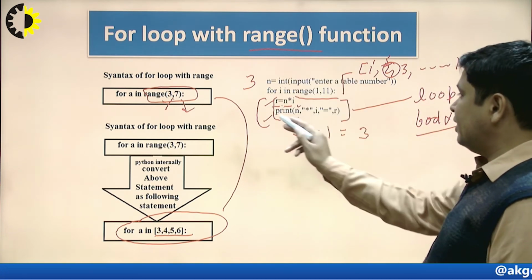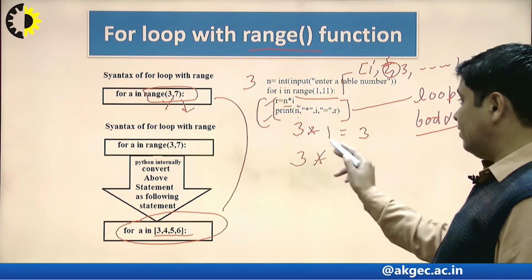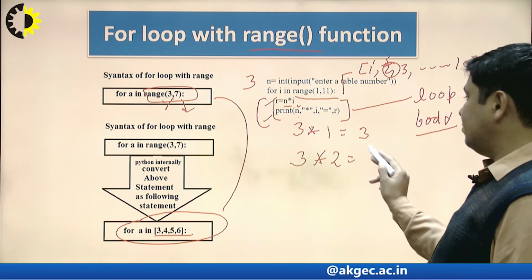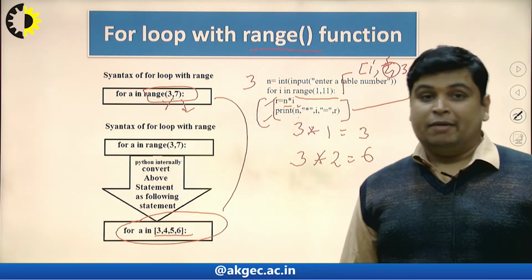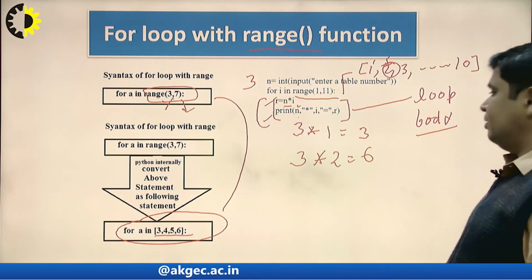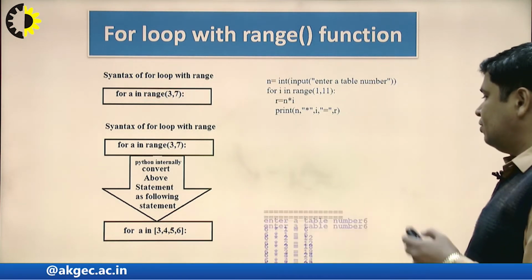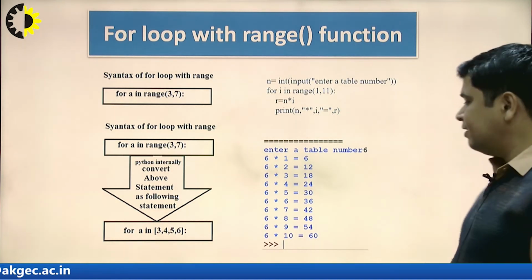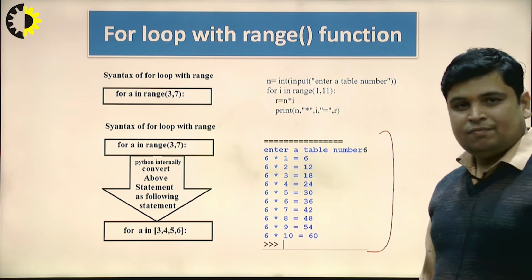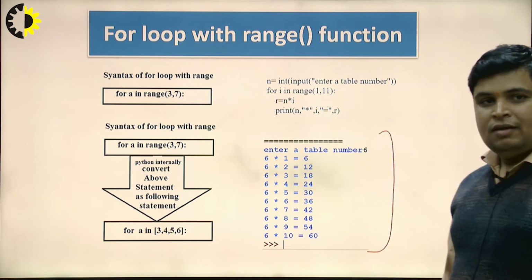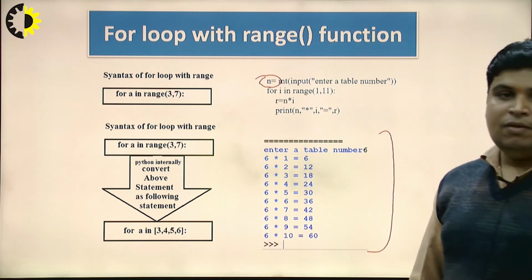Then again this line will be executed. The value of n is 3, now the value of I is 2 and the updated value of R is 6. We will get the table of any number by this code in Python. If you give any number inside the n, you can find the table of that number.